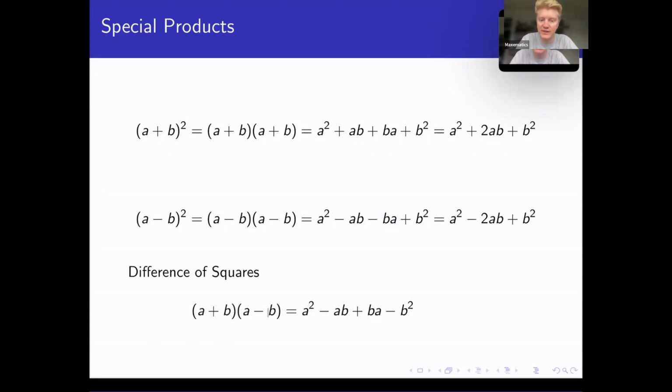A times negative b is negative ab. B times a is ba. B times negative b is negative b squared. And this time, notice these two things that are the same, but one is negative, one is positive, so they cancel out. So difference of squares comes from the fact that these two things squared are being subtracted. It's a difference of two things squared, difference of squares.